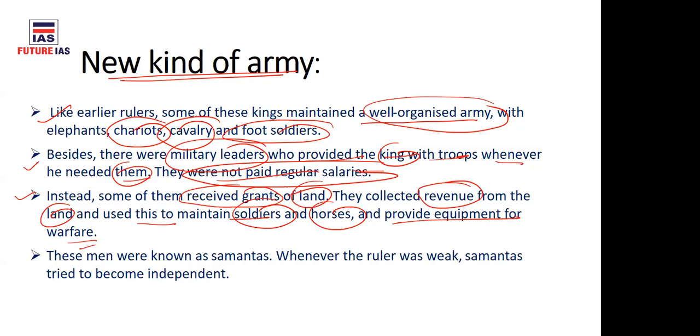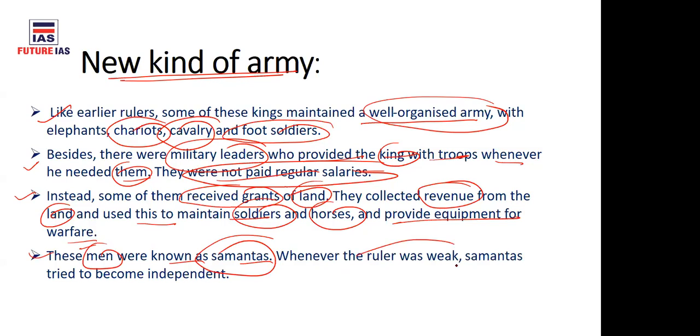And moreover, his responsibility is to maintain the soldiers and the horses, right? Because the land has been granted to such a military leader, he has to keep the soldiers and the horses ready, prepared for any sort of warfare, which at any point of time the king can ask such a military leader to provide, along with all sorts of equipment for the warfare. Such things were very common during the kingdoms. And these men were also known as samantas.